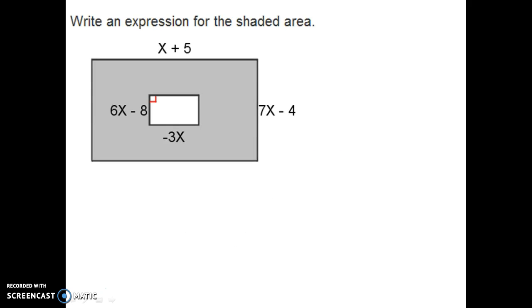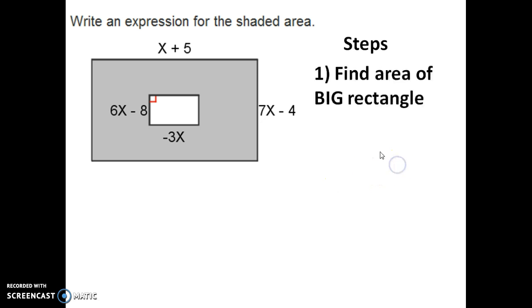Write an expression for the shaded area. So here we have a lot going on. Okay, so let's take a look at the steps that we would need to do. So imagine that this is like a large rectangle, and we've cut out the center of it, kind of like a picture frame.